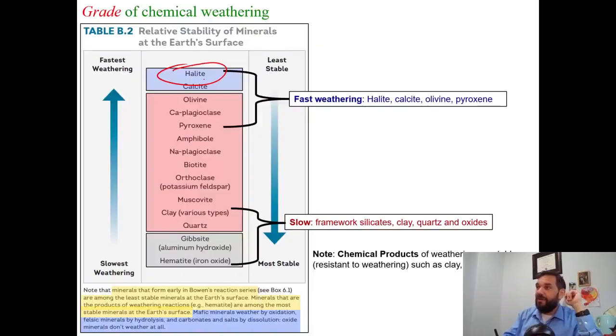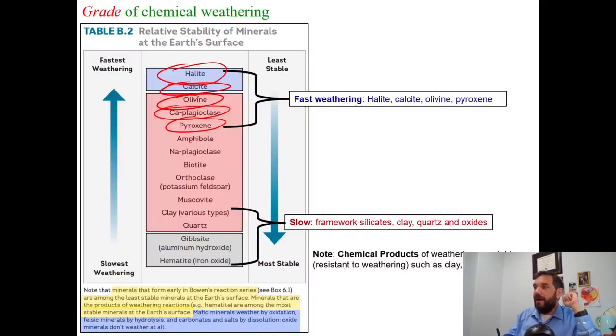But also calcite. You've seen how calcite breaks down with acidity, right? And you're going to see that even more in the next lecture. Also, olivine breaks down, and plagioclase feldspar breaks down, and pyroxene breaks down very easily. So these are all really highly susceptible to weathering. They break down very easily.